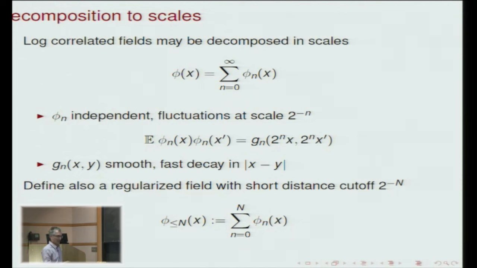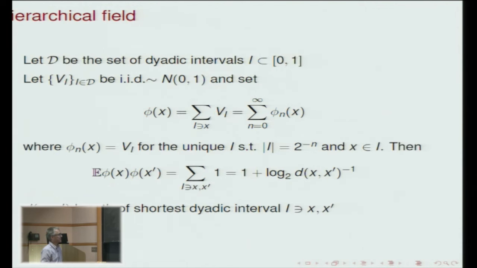Let me write you the hierarchical model so you will see. That's the next one. So here is an example of the previous case where I take an ultra-local field. Let's do the following. Take just the unit interval. Take dyadic intervals on the unit interval, so intervals of length 2 to the minus n, which go at the dyadic points, and put on each such interval an independent, identically distributed random variable.